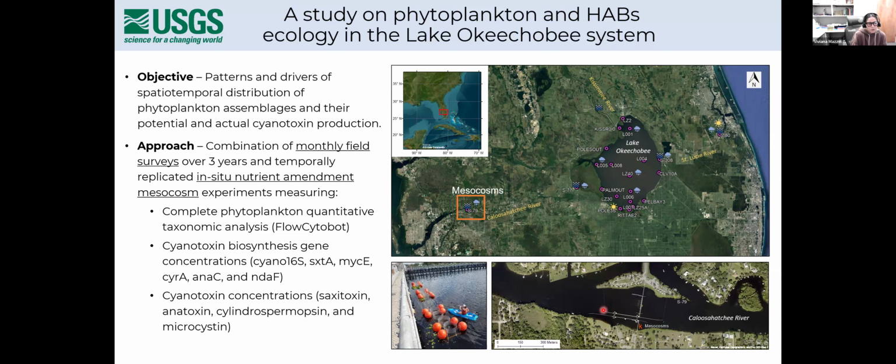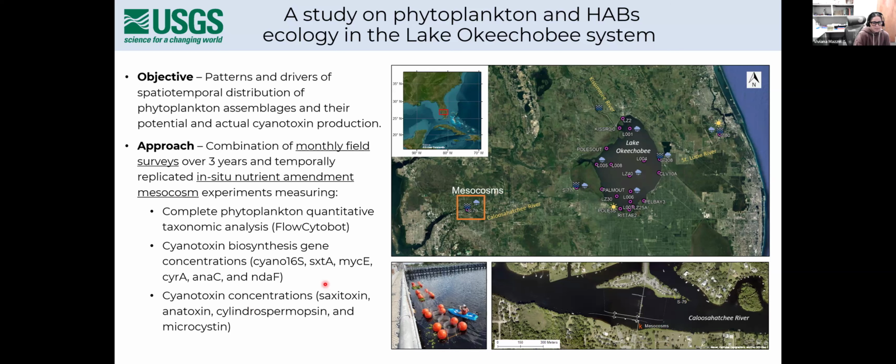We actually contracted this work out to Phycotech because there were so many samples being collected for this study that we needed a quick turnaround and a rapid measurement method for the IDs. We also measured cyanotoxin biosynthesis gene concentrations for common toxins, which include saxitoxin, microcystin, cylindrospermopsin, anatoxin, and nodularin, and then also measured the actual cyanotoxin concentrations.